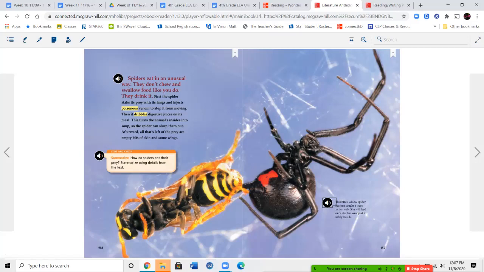This black widow spider has just caught a wasp in her web. She will feed once she has wrapped it safely in silk.